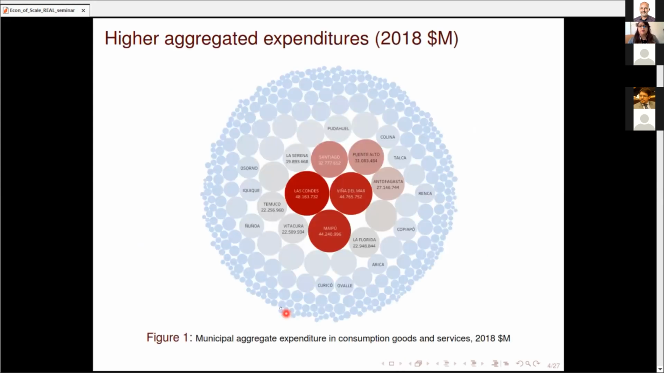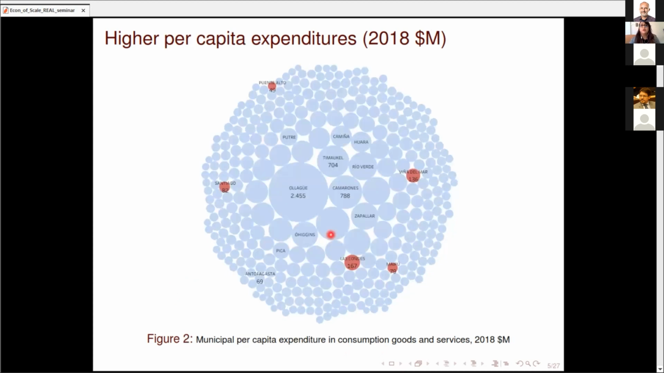Just to see an example of this and to analyze the case of Chile that interests us today, we have here a graph that presents the aggregate expenditure in consumption goods and services for 2018. We can see that there are some municipalities such as Las Condes, Viña del Mar, and Maipú that have an expense of over 44,000 million Chilean pesos per year, which is very high. But the story completely changes when we see the cities that hold the greatest per capita expenditure. We now have cities like Ollagüe, Camarones, and Timaukel. This means that there is something happening between using one measure or the other.